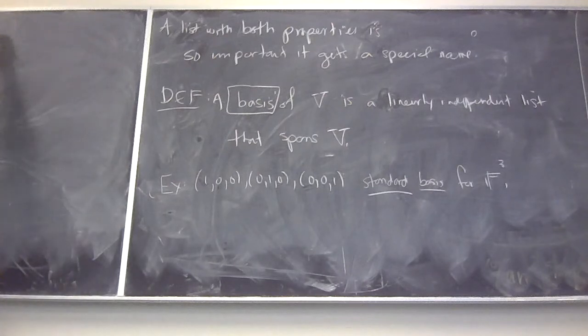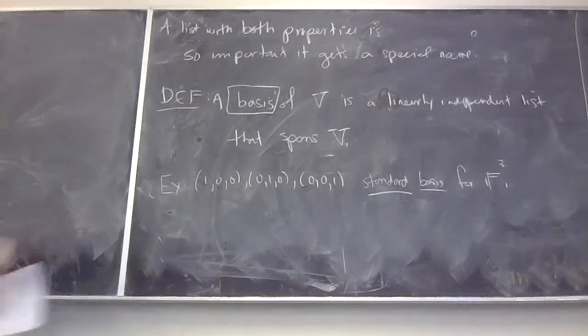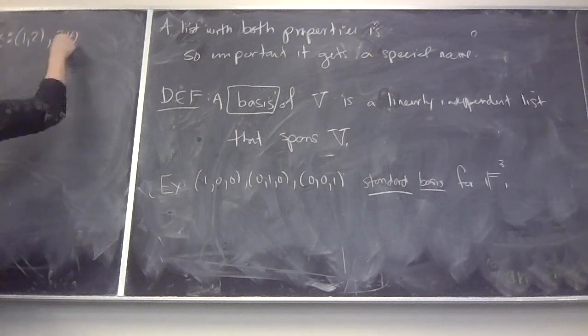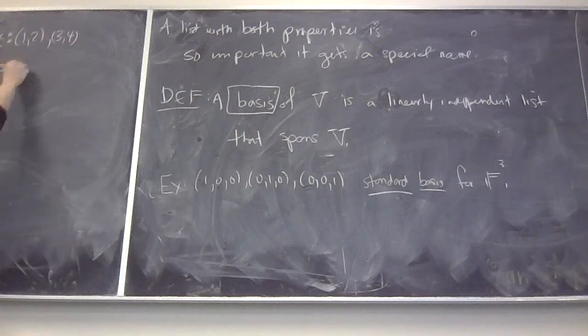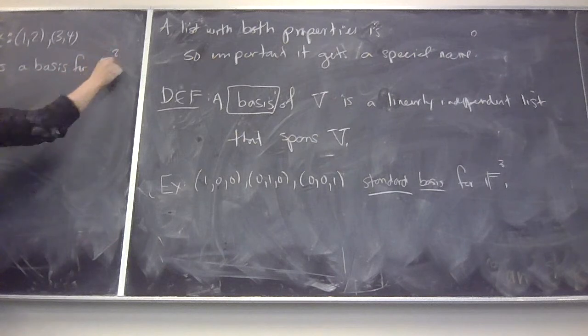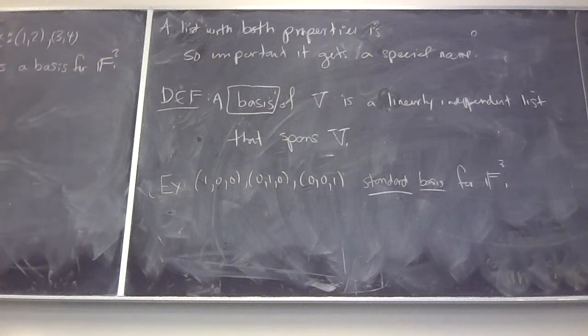Let's see, how about this guy? Now we don't have to use coordinate vectors. (1, 2) and (3, 4) is a basis for F2. Everything in F2 can be written as a linear combination of those guys. They are non-multiples, so therefore they must be linearly independent. The linearly independent spanning set.